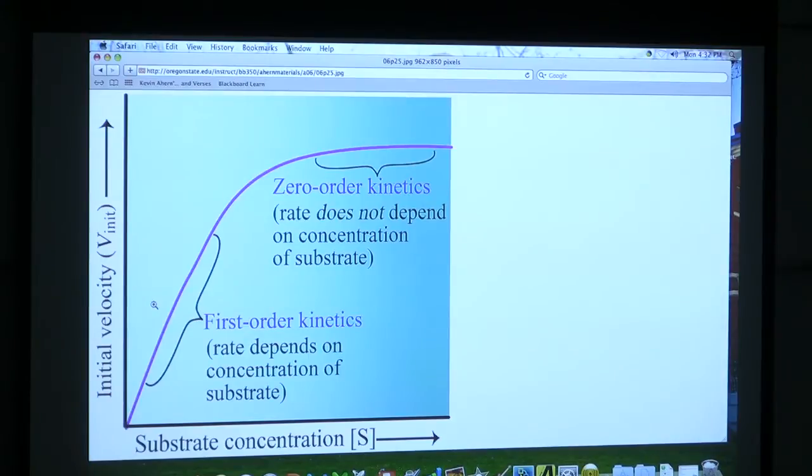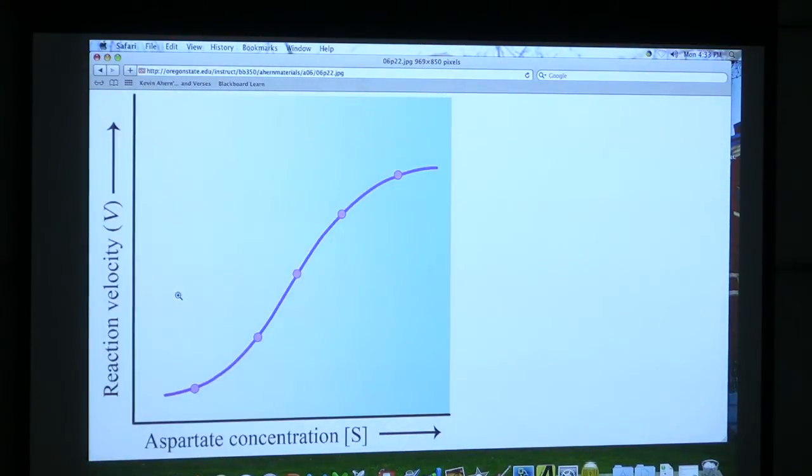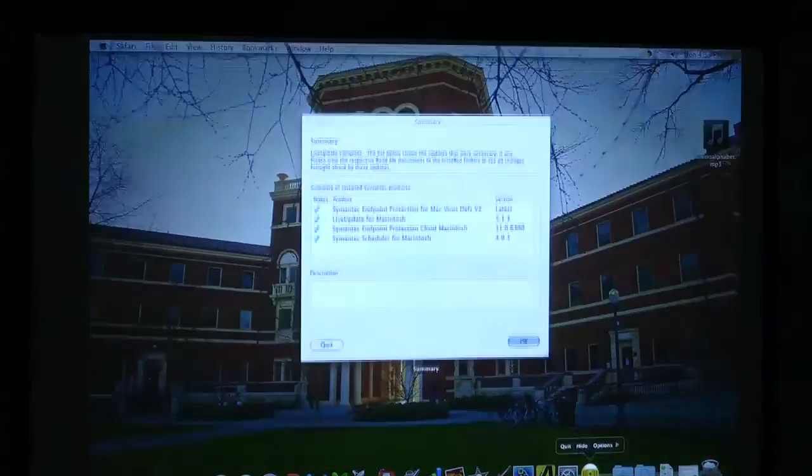V versus S plots for many enzymes will give us a hyperbola just like this. Not all enzymes, though, will do that. That's what ATCase does. If I look at ATCase, it's another enzyme that catalyzes another reaction. Here's what it looks like. It doesn't look like a hyperbola. In fact, it looks like something that you've already seen. What does it look like?